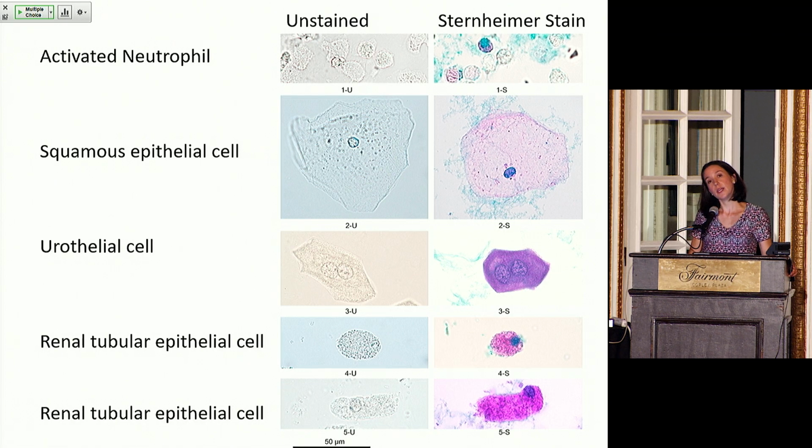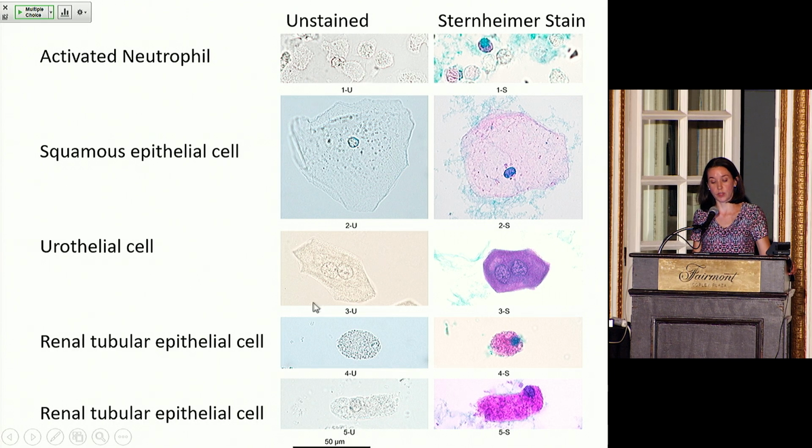So one of the things that they did, apart from looking at the suspension volume and the centrifuge speed, was that they used Sternheimer stain on the urine sediment to try to improve the ability to accurately identify the elements in the urine. And as you can see, when they looked at neutrophils, these were easier to identify once they're stained.